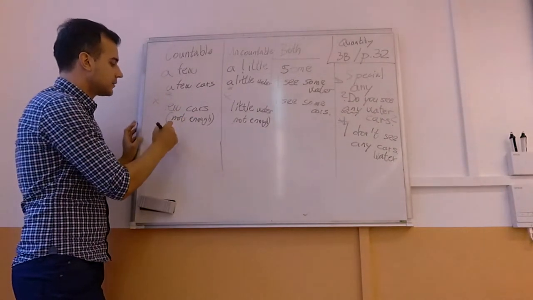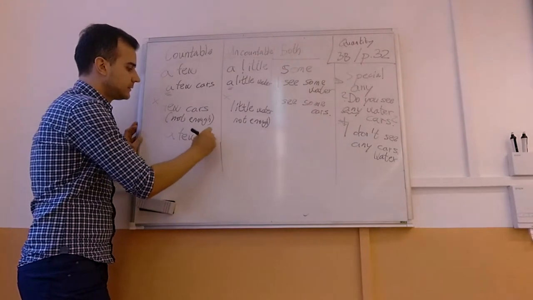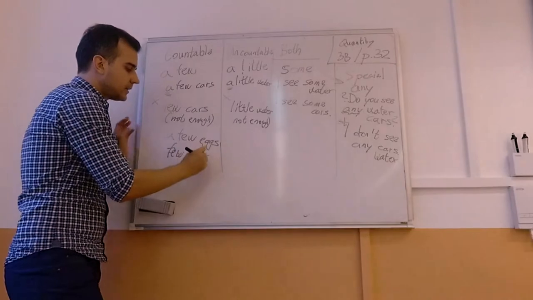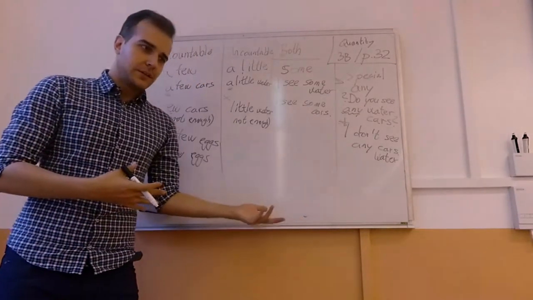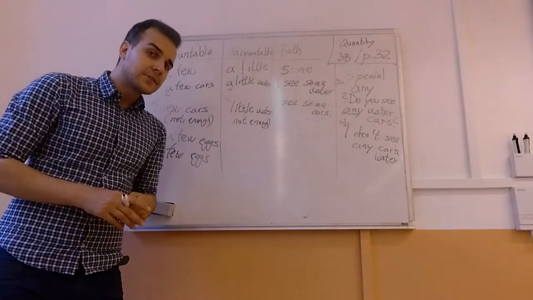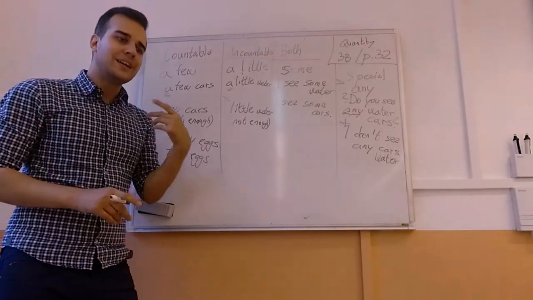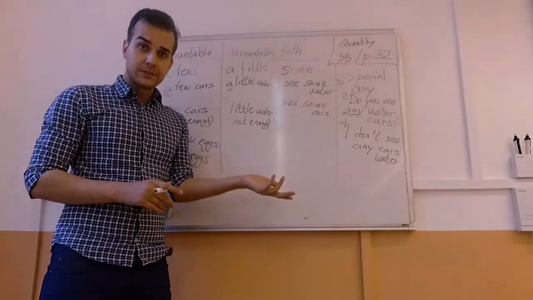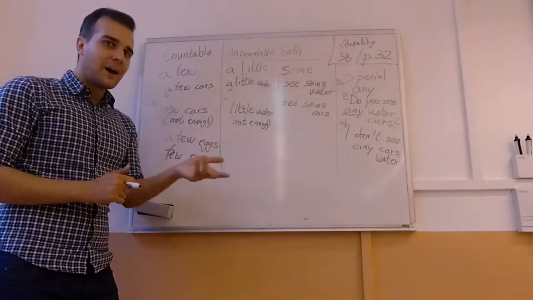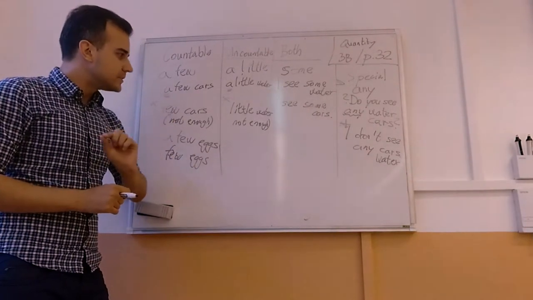Let's talk about, well, eggs. There's a better example. Let's talk about a few eggs. Několik vajec. And then we have few eggs. Let's say that I want to cook, right? I want to make some cake. And I ask you, hey, can you check in the fridge? Do we have eggs? And you say, hey, we have a few eggs. If you say we have a few eggs, we have enough eggs to cook the cake. But if you say I have few eggs, that means we need to go to the supermarket and buy more eggs. All right? So you see here, there is a little difference in meaning.